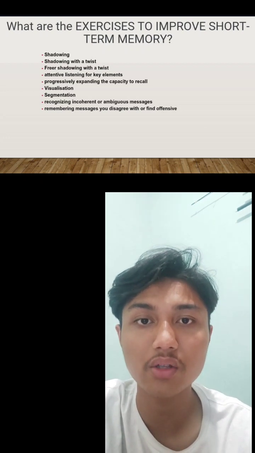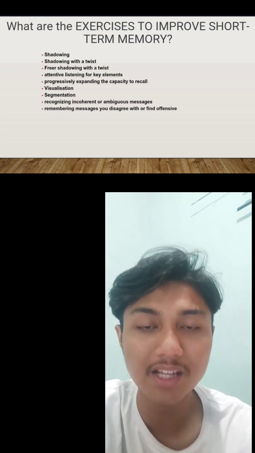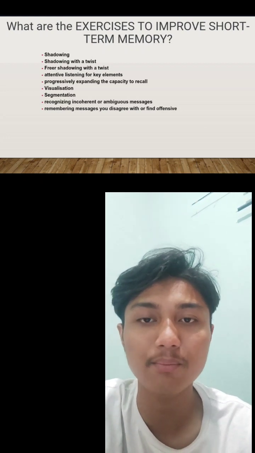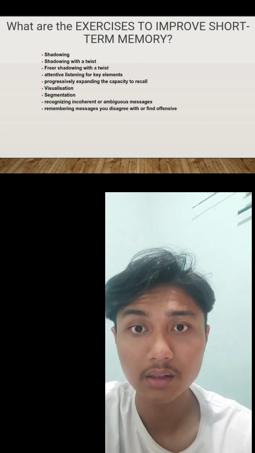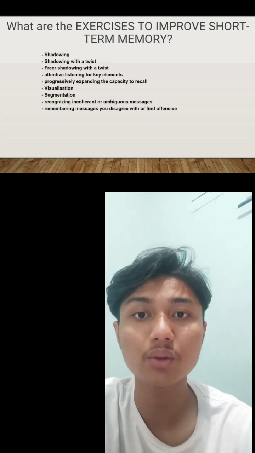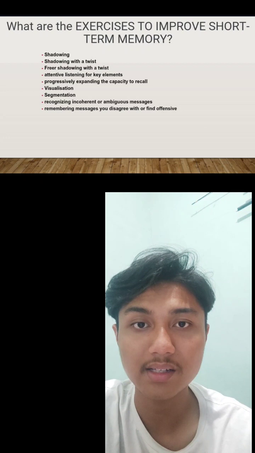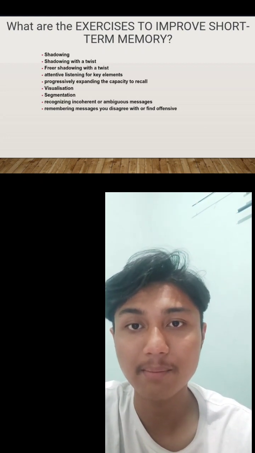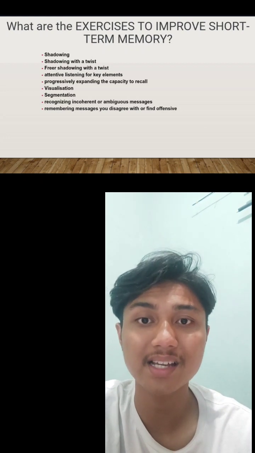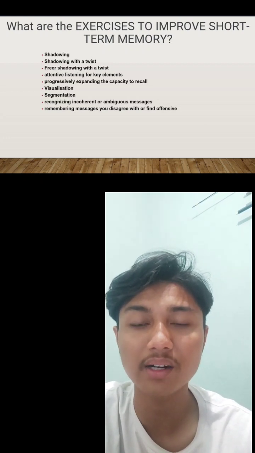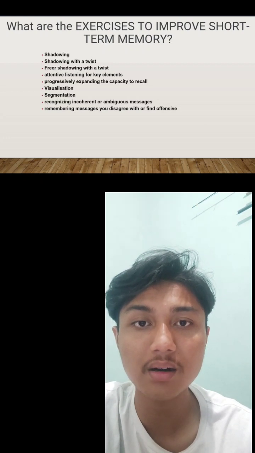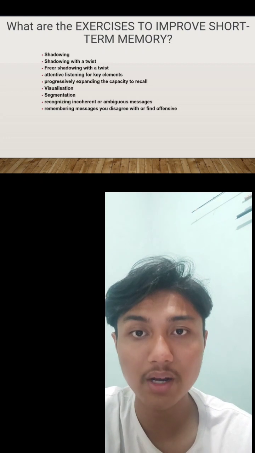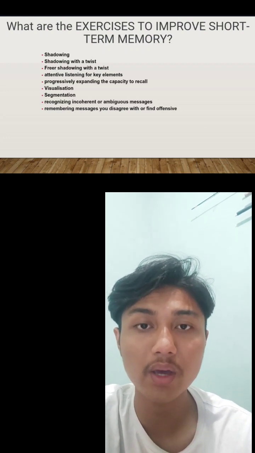This exercise is often used in preparation for simultaneous interpreting, since it teaches the interpreter to listen and talk at the same time. And the next exercise is shadowing with a twist. As in the first exercise, this one involves repeating exactly what the speaker says in the same language. However, in this exercise, the repetition takes place after a short pause by the speaker, making this exercise similar to consecutive interpreting.